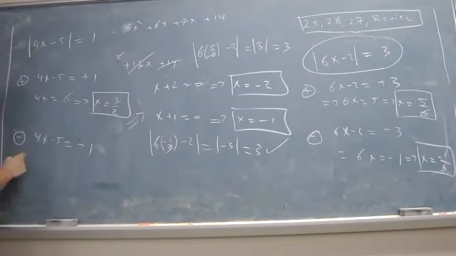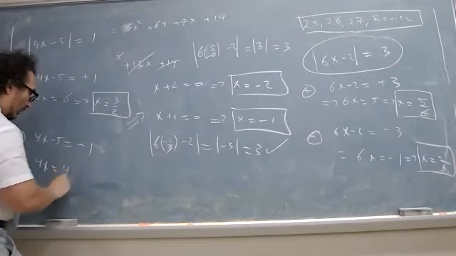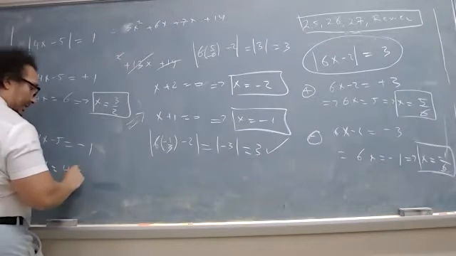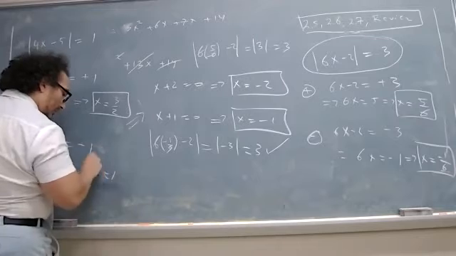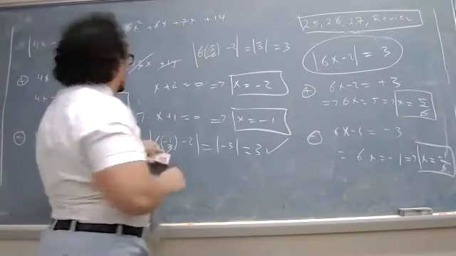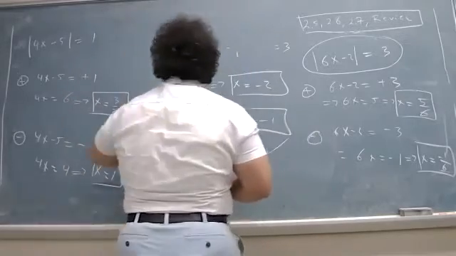Here's one of them. Over here, I get 4x is equal to a 4 when I add positive 5 to negative 1. And then I divide both sides by 4, so I get x is equal to 1. And then you can plug it back in and you'll see that it satisfies the absolute value equation. So the absolute value ones are pretty straightforward.